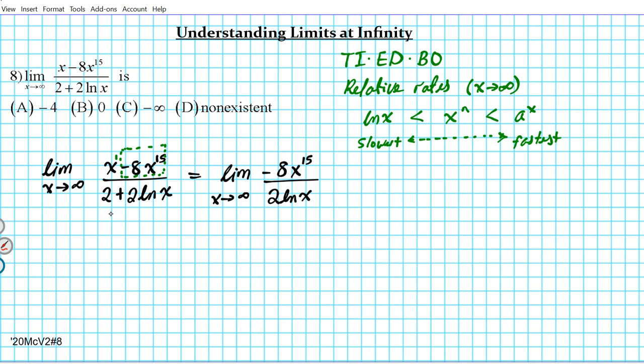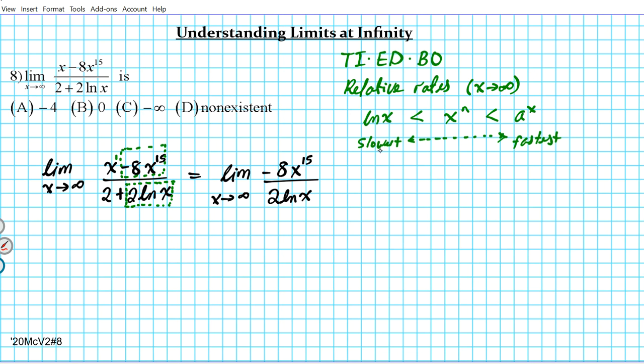In the denominator, this is a constant, and this is a variable function. Although it's slow, it's not a constant. So even slow functions are faster than constants at infinity. So in the denominator, we took this term right here, because even though it's slow, compared to 2, it's faster. Now we have the fastest in the numerator and the fastest in the denominator.